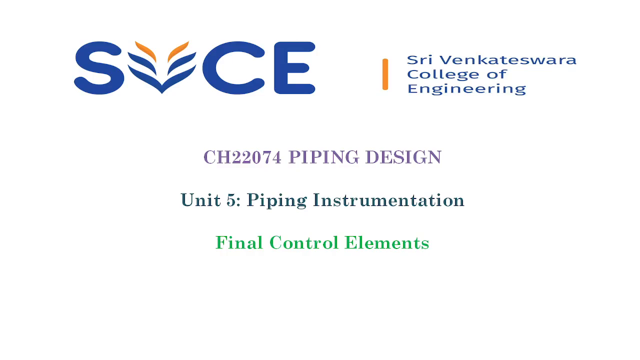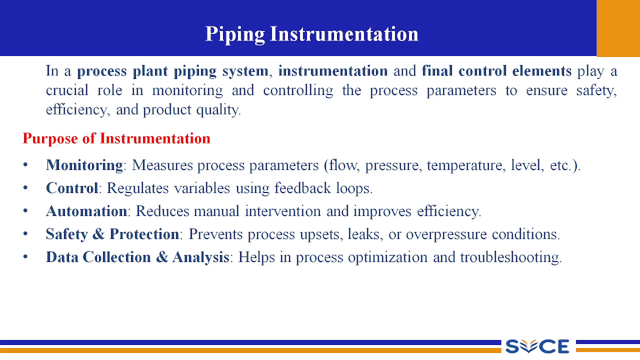In today's lecture we are going to start unit 5, which is about the piping instrumentation. The first topic of this unit 5 will be the final control elements. So in a process plant piping system, the instrumentation and final control elements will play a major role in monitoring and controlling the process parameters to ensure the safety, efficiency and product quality.